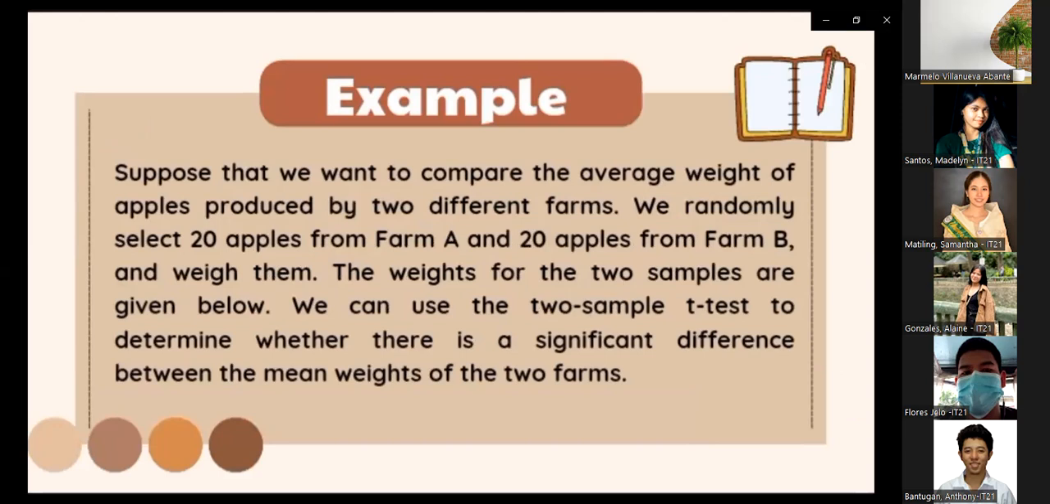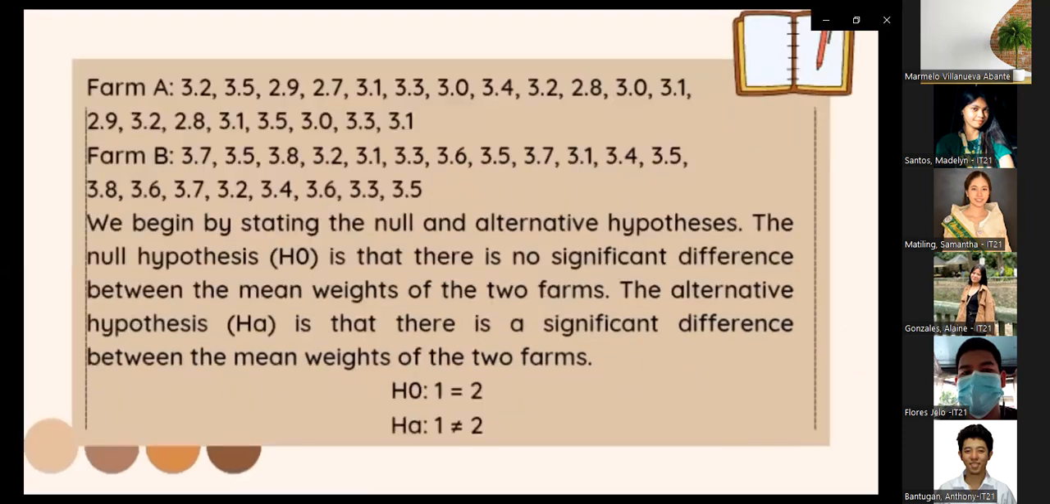Farm A: 3.2, 3.5, 2.9, 2.7, 3.1, 3.3, 3.0, 3.4, 3.2, 2.8, 3.0, 3.1, 2.9, 3.2, 2.8, 3.1, 3.5, 3.0, 3.3, 3.1. Farm B: 3.7, 3.5, 3.8, 3.2, 3.1, 3.3, 3.6, 3.5, 3.7, 3.1, 3.4, 3.5, 3.8, 3.6, 3.7, 3.2, 3.4, 3.6, 3.3, and 3.5.